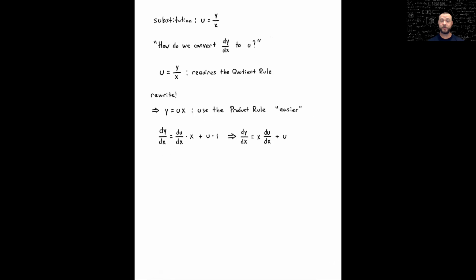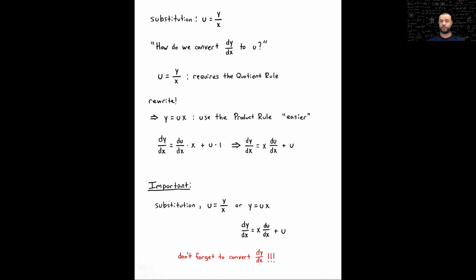And we can rewrite this. We don't need the times 1 part. And I'm just going to switch the order of x and the derivative du over dx. So what we have here is our conversion for the derivative of y with respect to x. That's now equal to x times the derivative of u with respect to x plus u. Let's summarize this below before we move on to our first example.